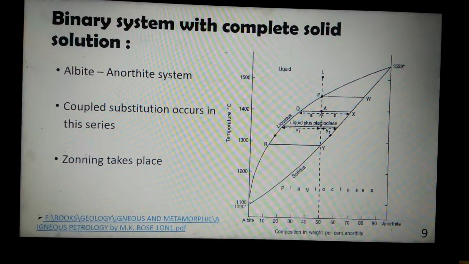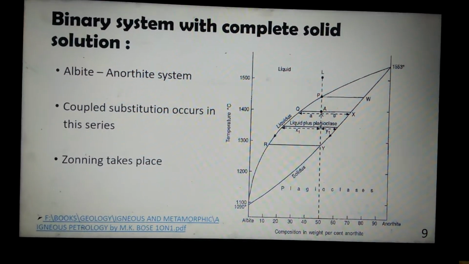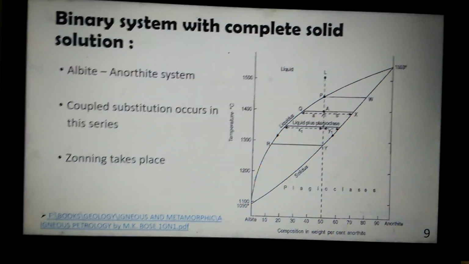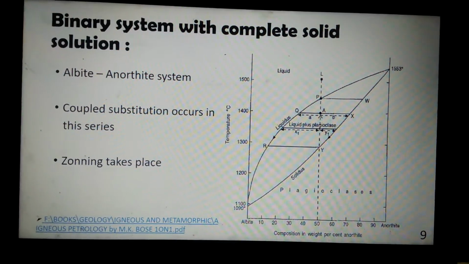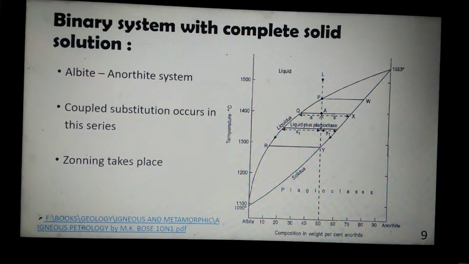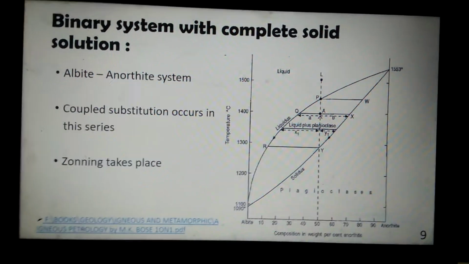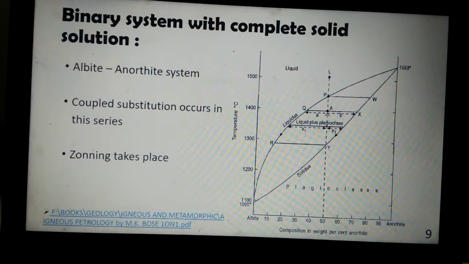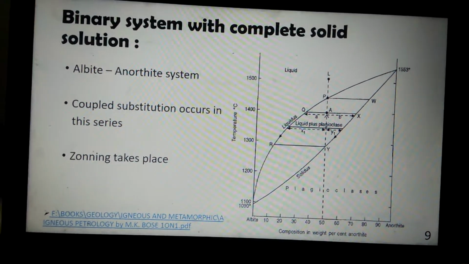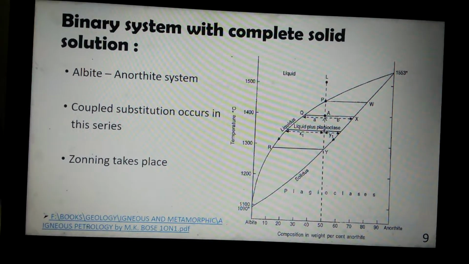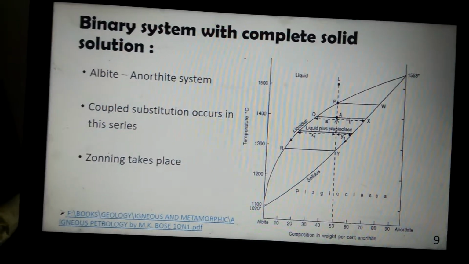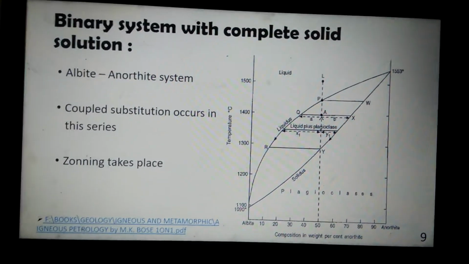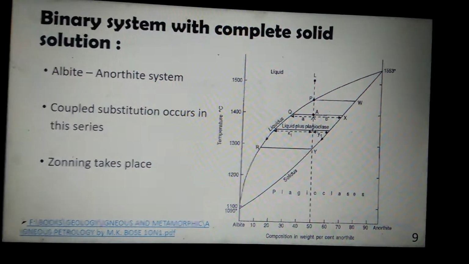where the liquid or the melt reaches the point R and its initial solid is Y, which is equal to the point P, and R equals to the point W, where the initial melt composition equals the final solid composition, which is attained at a temperature of 1285 degrees centigrade. Here the coupled substitution takes place.